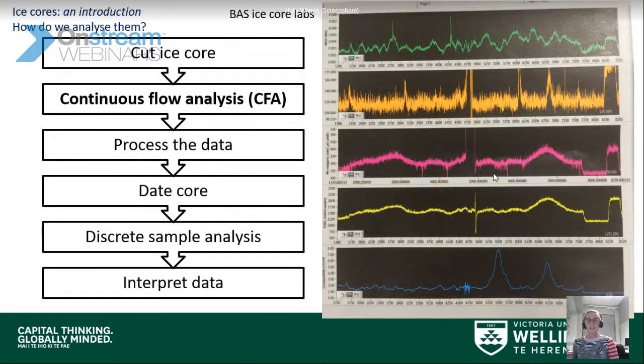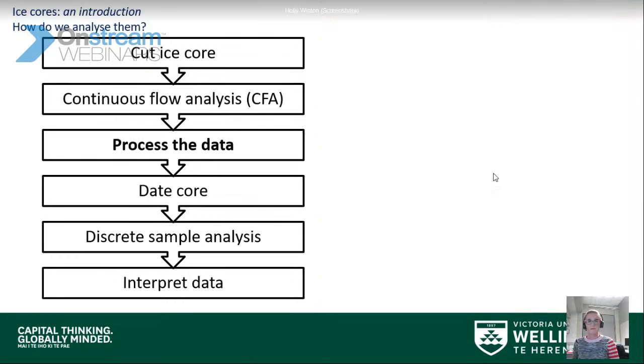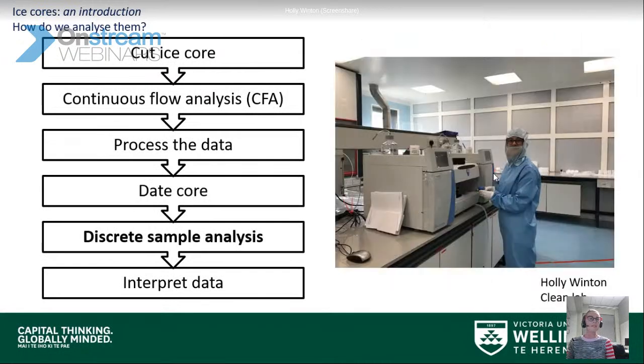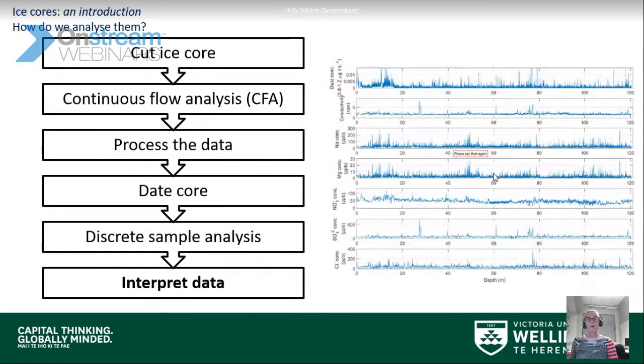And this is what some of the data looks like. We then process that data, we date the core, and there may be some particular time periods we're very interested in. So we may go back, cut some more ice and do some further analyses. And then at that point, we end up with our record of chemistry through time that we can interpret. So it takes a bit of effort to get these climate records from ice cores.